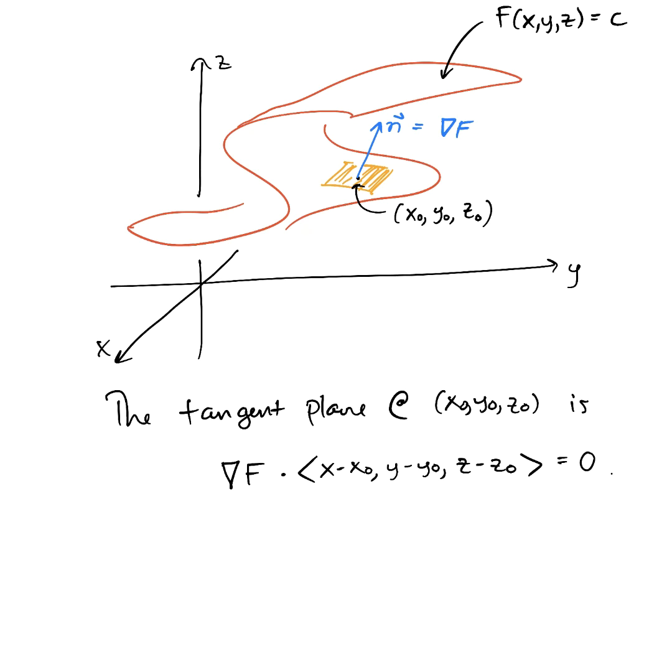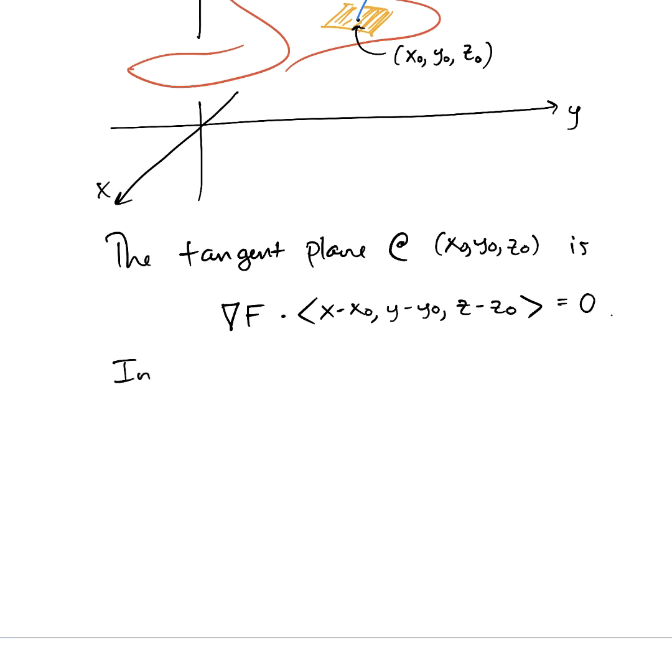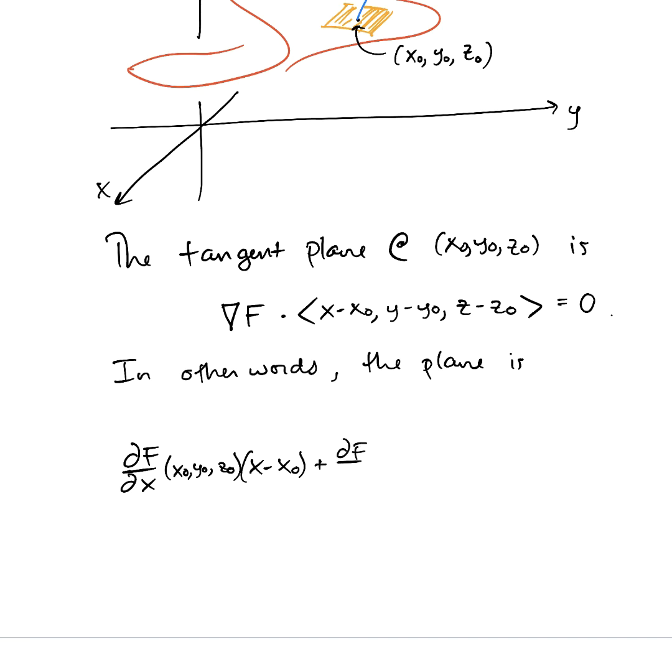Now, typically people write that like this. In other words, the plane is df dx, specifically at x naught, y naught, z naught, times x minus x naught, plus df dy, specifically at x naught, y naught, z naught, times y minus known y, plus df dz, specifically at x naught, y naught, z naught, all times z minus known z, comes out to 0.